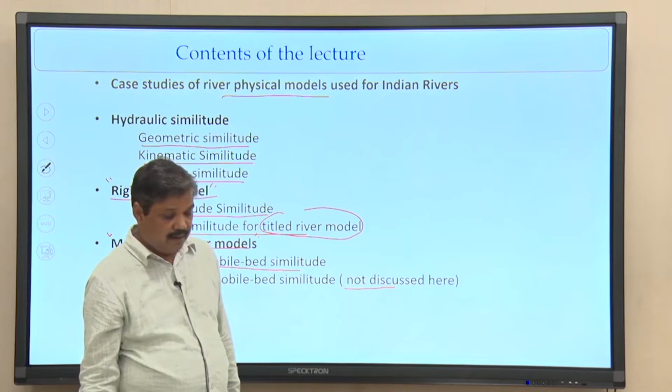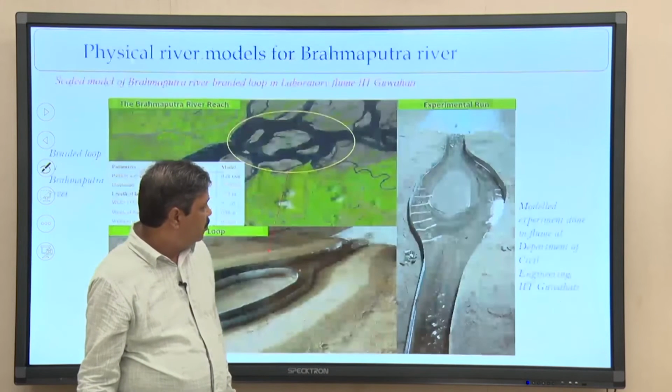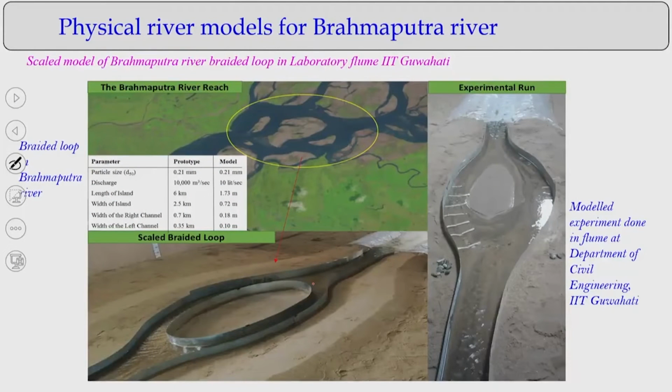Now, there is a very interesting lab setup we have, where we are setting up a small river model for the Brahmaputra river. If you look at the Brahmaputra, its braided loop, and the incoming and outgoing flow, this is the prototype level, shown in satellite imagery, and we are developing physical models at lab scale.